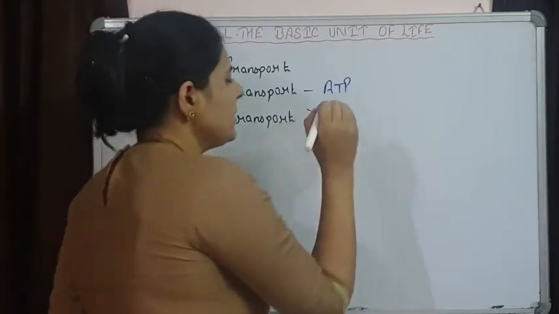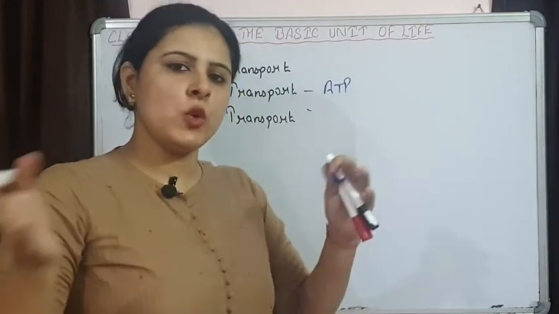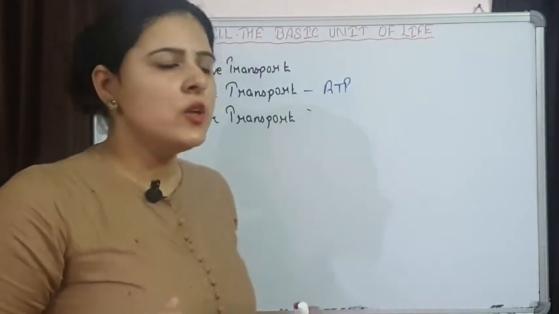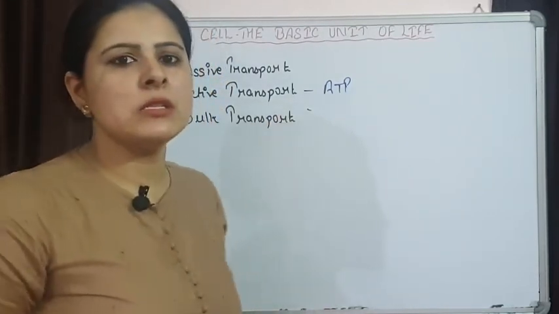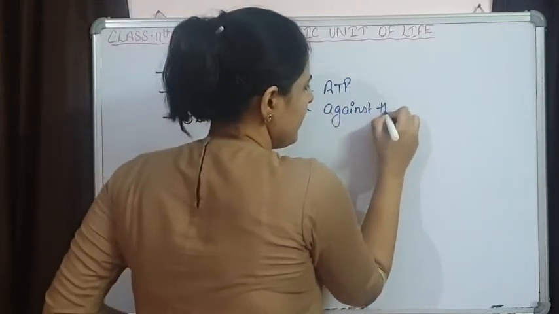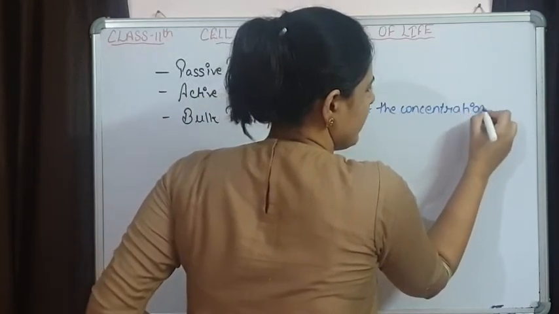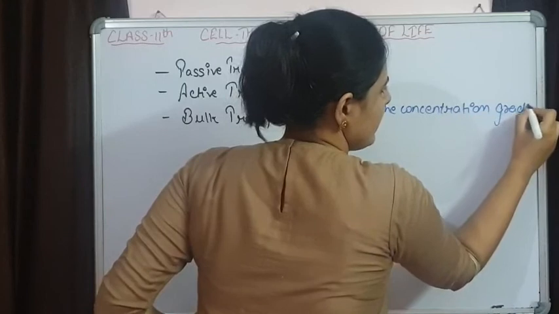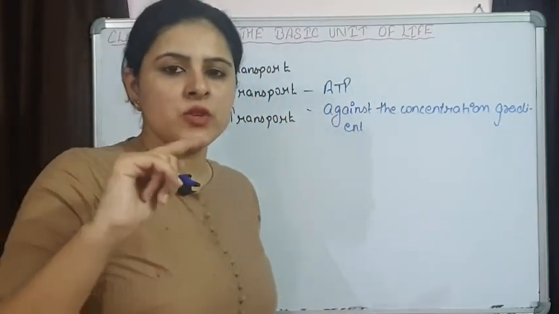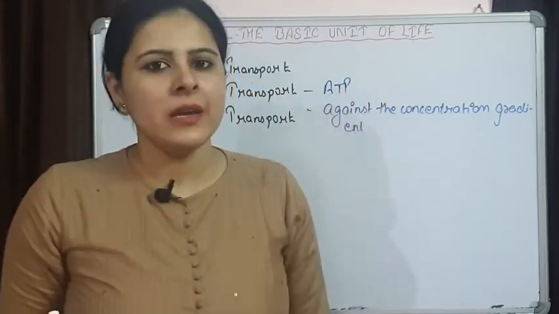substances. Now when energy is used, then a substance can be easily moved from its lower concentration to higher concentration by the utilization of energy. So here movement of substances occurs against the concentration gradient. Means from the lower concentration of the substances to their higher concentration by hydrolyzing ATP.